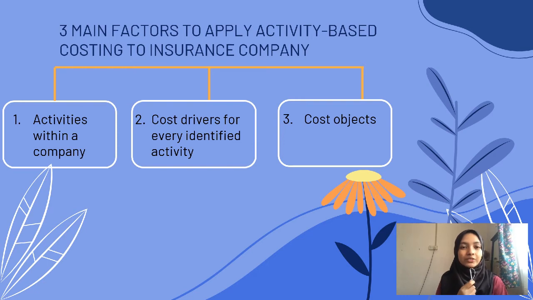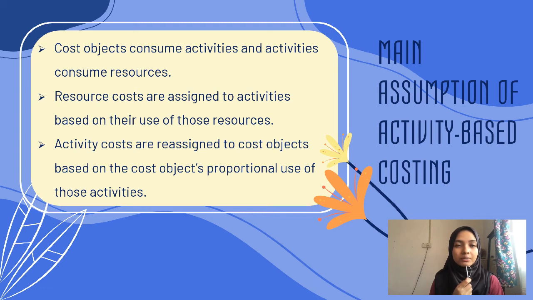In order to apply activity-based costing in an insurance company, three main factors must be defined: activities within a company, cost drivers for every identified activity, and cost objects. From these three, the main assumption of activity-based costing is that cost objects consume activities and activities consume resources. Resource costs are assigned to activities based on their use of those resources, and activity costs are reassigned to cost objects based on the cost object's proportional use of those activities. Cost objects are usually insurance products like an insurance contract or policy, customer or channel.